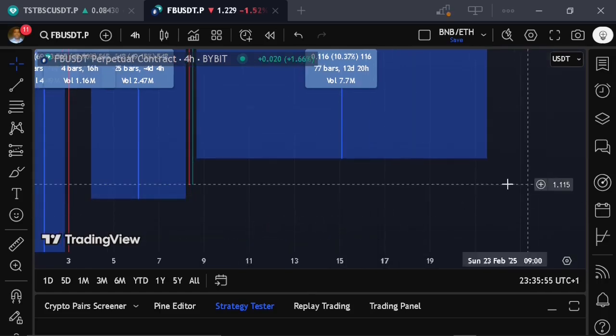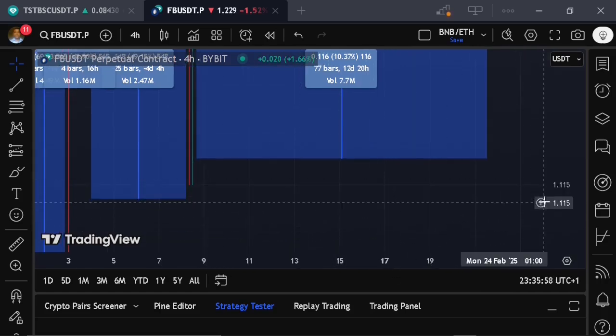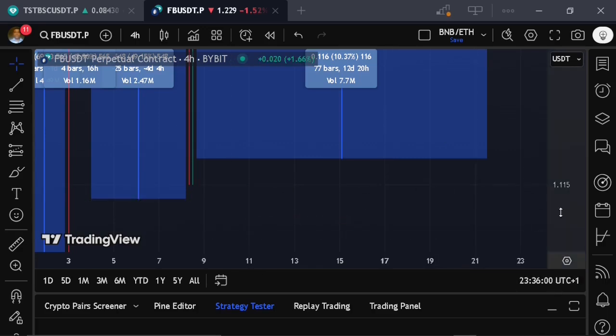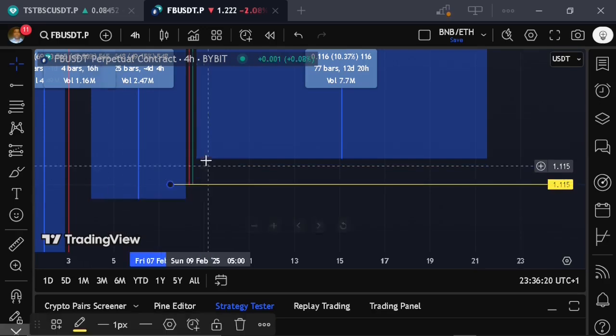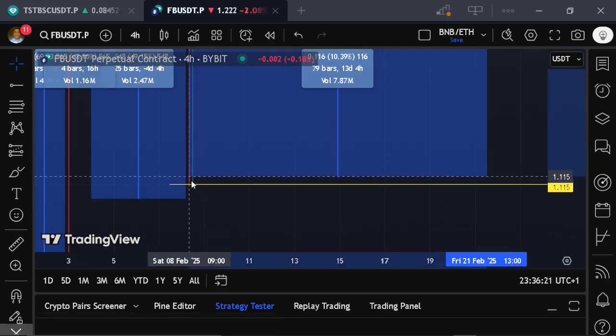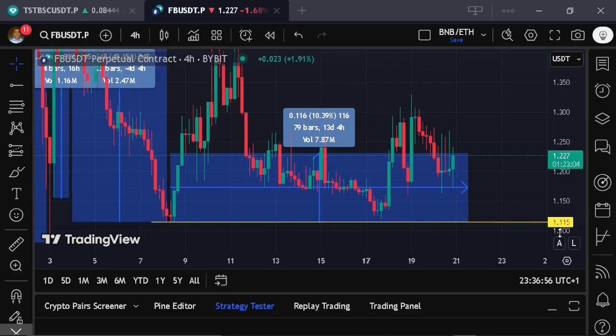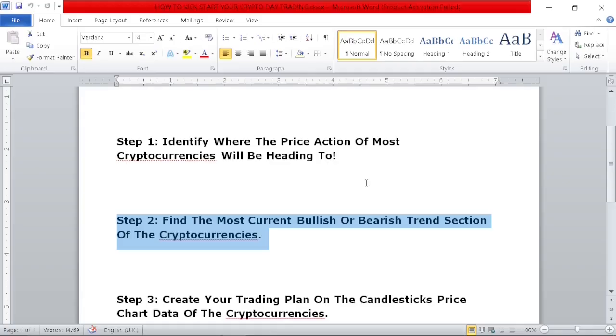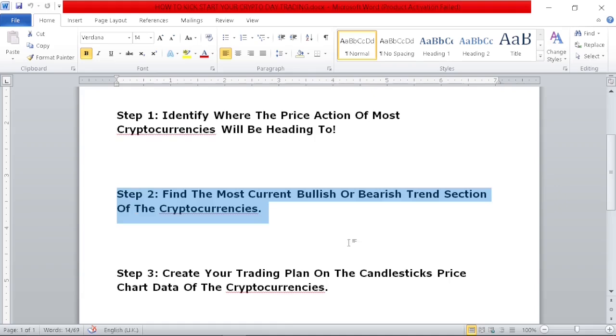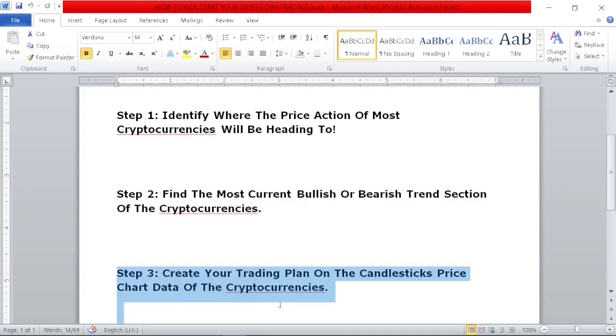And as you can see, the lowest price of the green candlestick bullish trend starter is exactly at 1.115. And then use the yellow horizontal ray tool to indicate the lowest price of the green candlestick bullish trend starter, which is 1.115. And now that we've found the right cryptocurrency to trade, the third step to kickstart your crypto trading process is to create your trading plan on the candlestick pattern data of the cryptocurrencies.